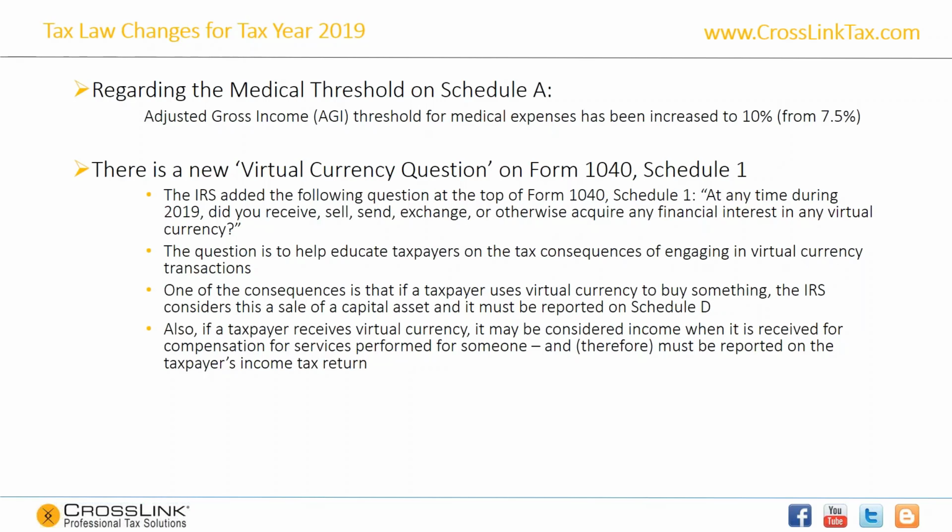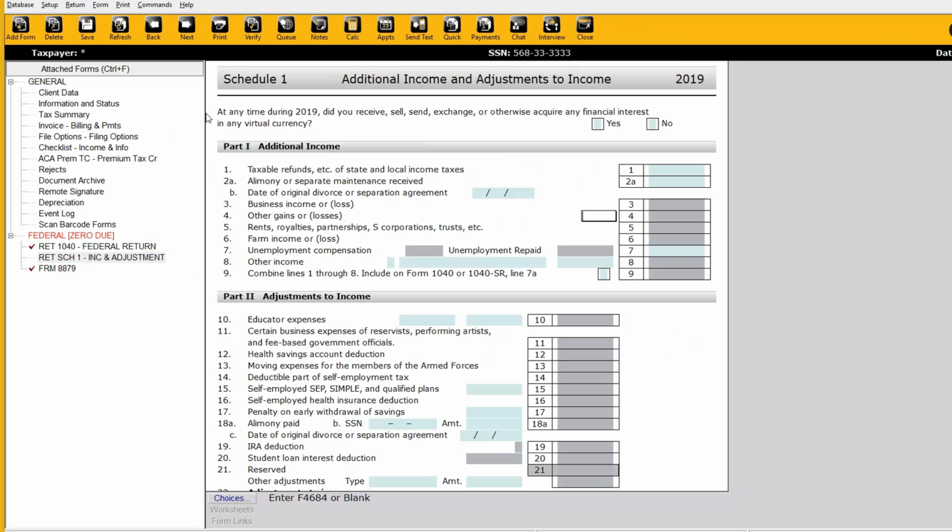Okay, very important. Let's go ahead and take a look at this one, if we could. You'll notice on my Schedule 1, right at the top, you're going to see this, and that's what this pertains to. So it is important that you ask your taxpaying client whether or not they have received any kind of compensation or any kind of virtual currency over the course of the year.